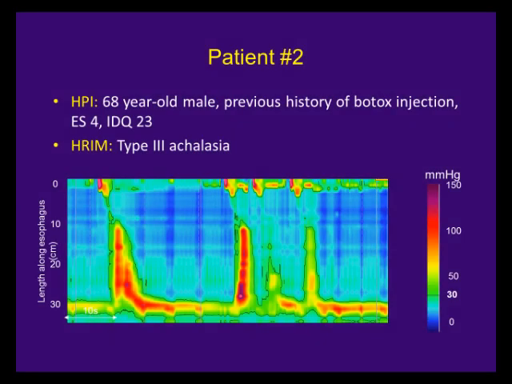The second patient is a 68-year-old male with type 3 achalasia previously treated with Botox. High-resolution manometry shows evidence of spastic contractions and gives information on the proximal extent of the spastic segment.